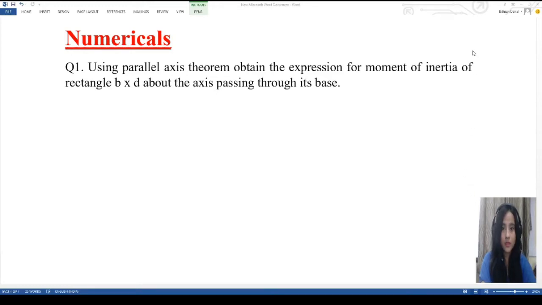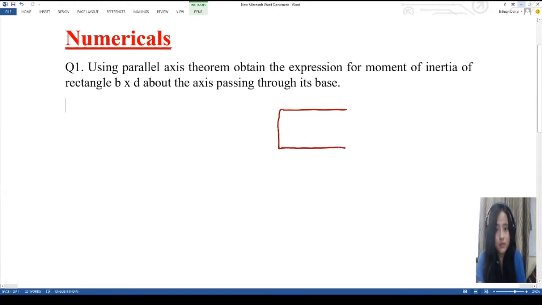So today in this class, let us solve some numericals. Let's read the first one and solve this one. Using parallel axis theorem, obtain the expression for moment of inertia of rectangle B into D about the axis passing through its base. So the geometrical section that is given in the question is the rectangle.